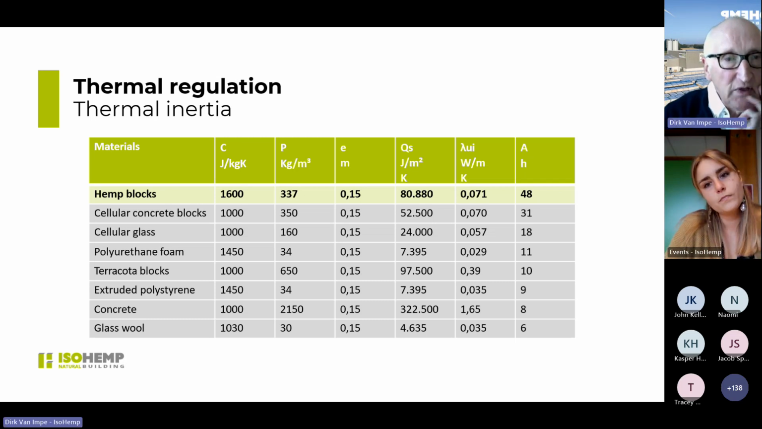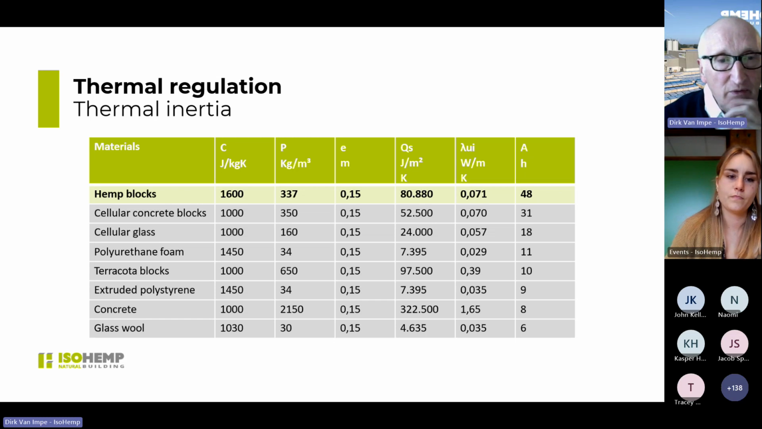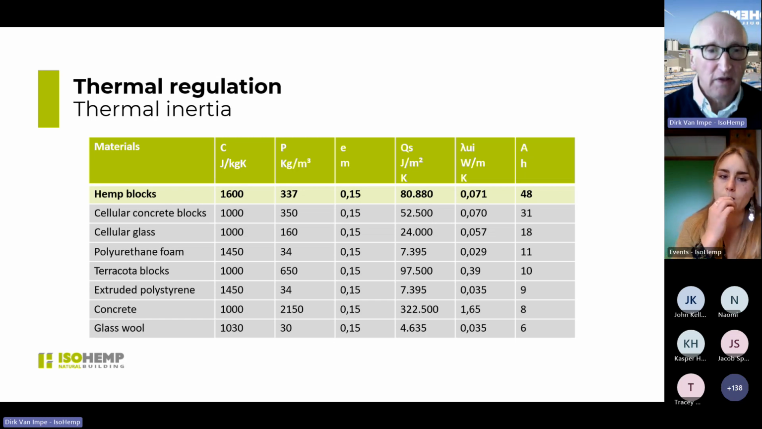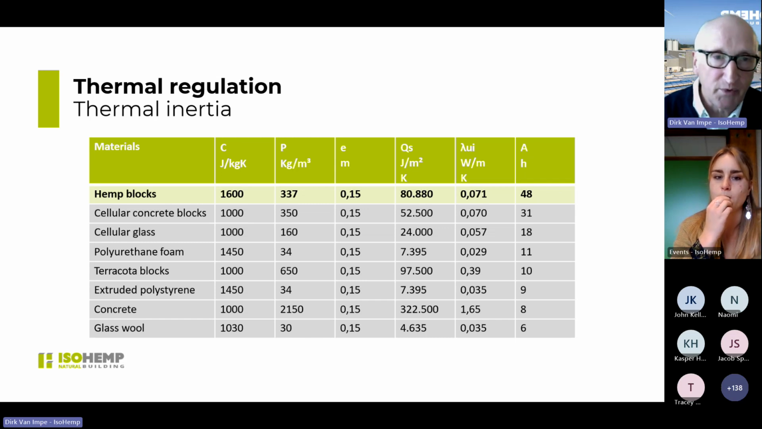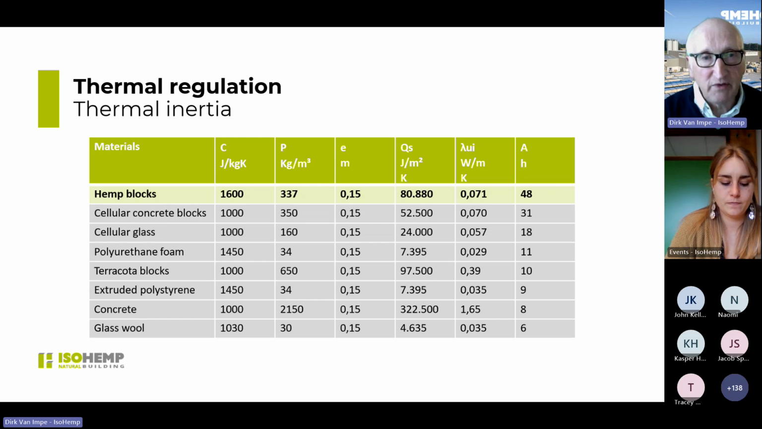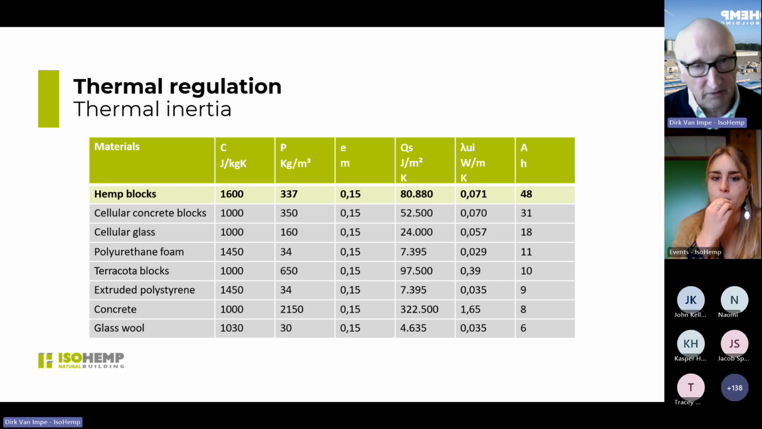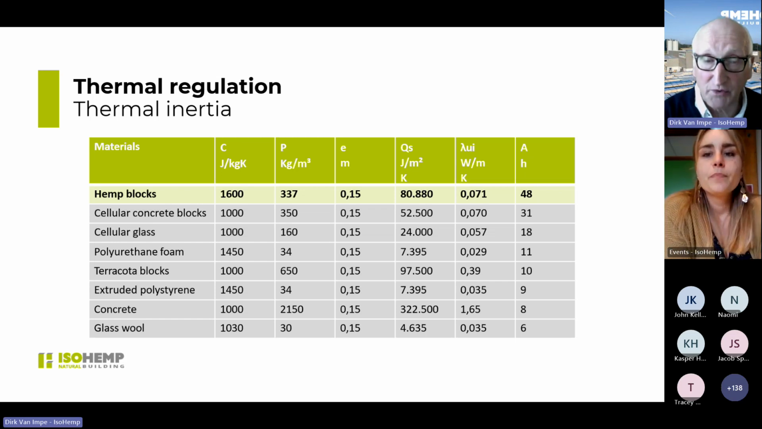Hemp blocks have a capacity of 1,600, and this has to do also with the water in the cells of the hemp. It has a very high capacity. The mass is 340 kilograms per cubic meter, at the same thickness. If we calculate this, it can store 80,880 joules per square meter. And it has a good lambda value, so it has a very low thermal conductivity. This means it takes 48 hours before all that energy goes out, and 48 hours is more than a day cycle.